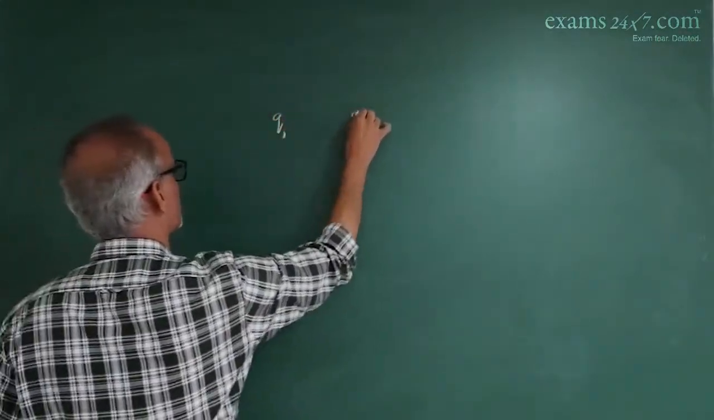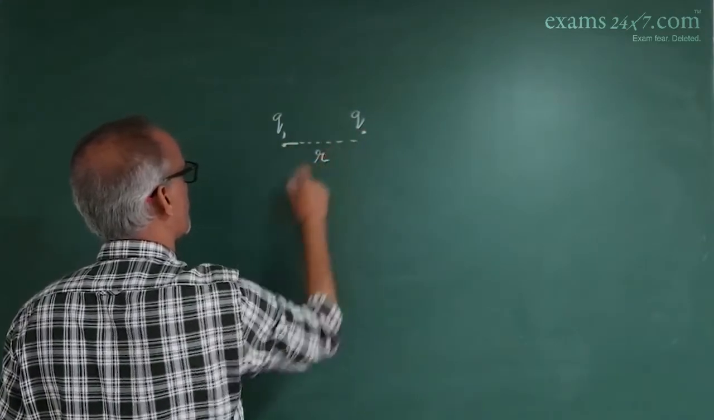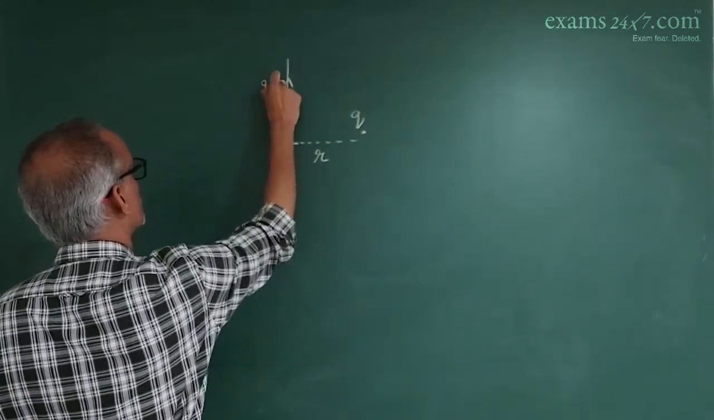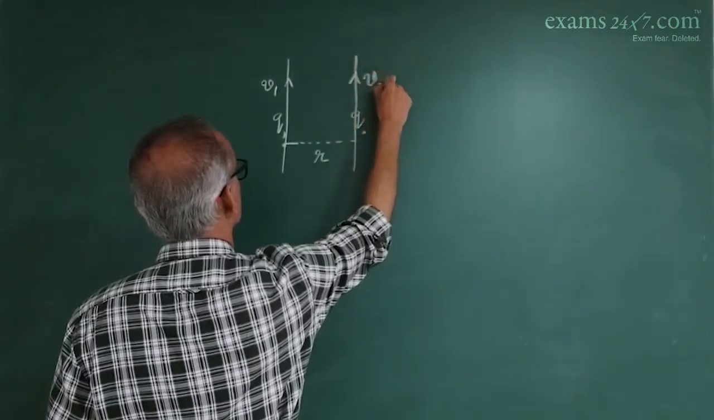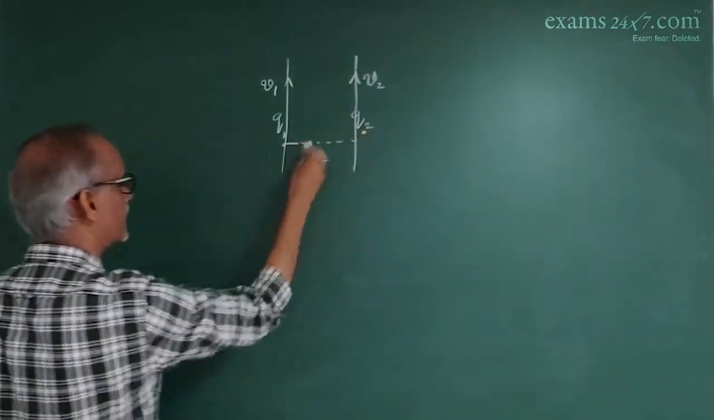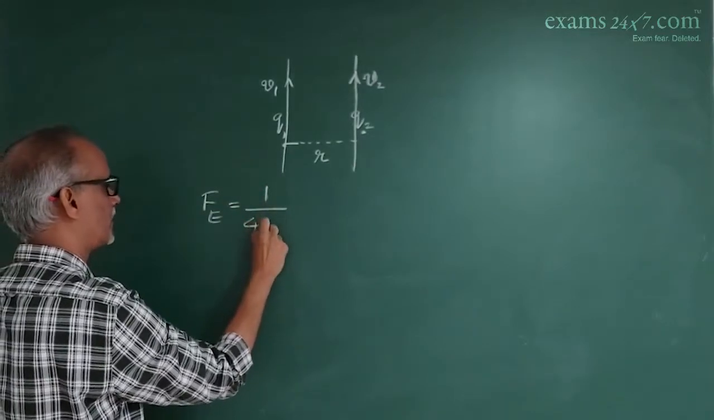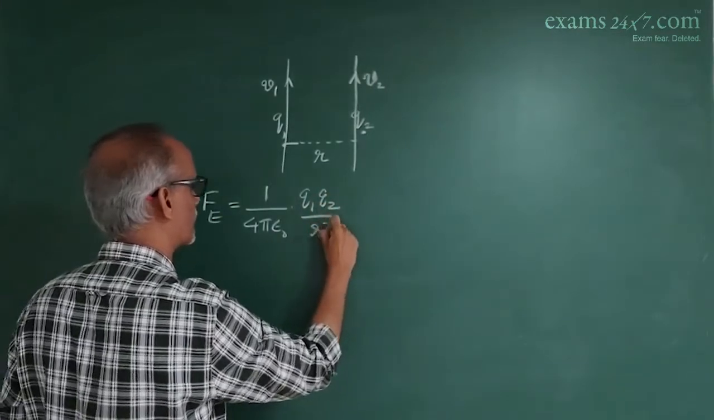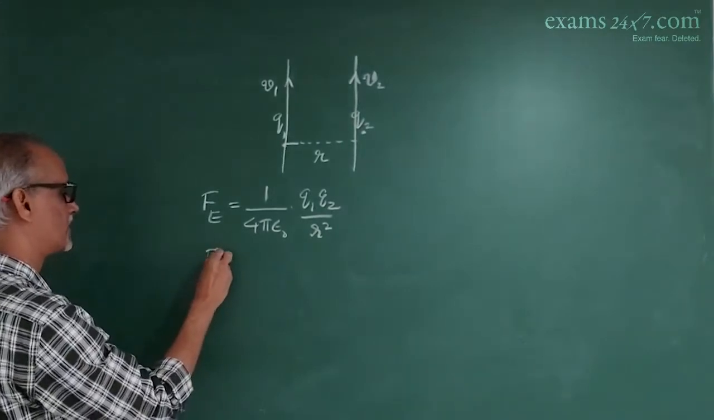If two charged particles Q1 and Q2 are separated by distance r, and if they move with velocities v1 and v2, there is an electrostatic force between them, which is Fe equal to 1 by 4 pi epsilon naught Q1 Q2 by r square. At the same time, there is a magnetic force as well, which is Fb.